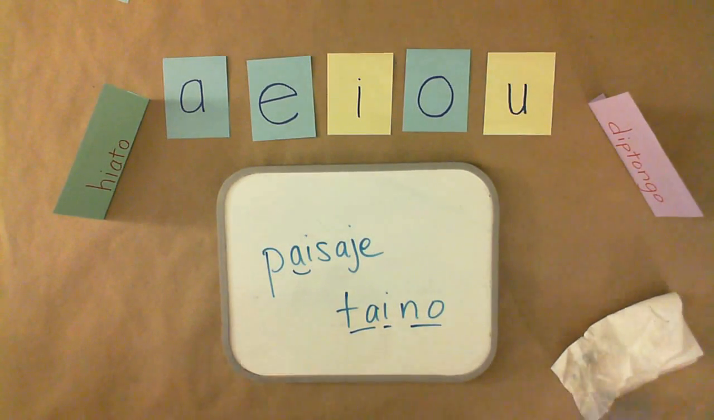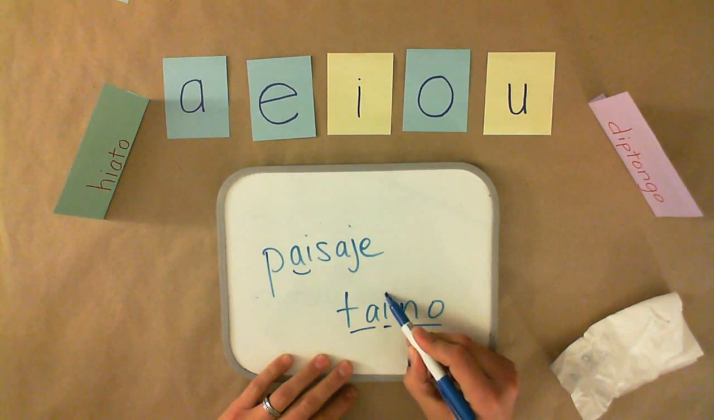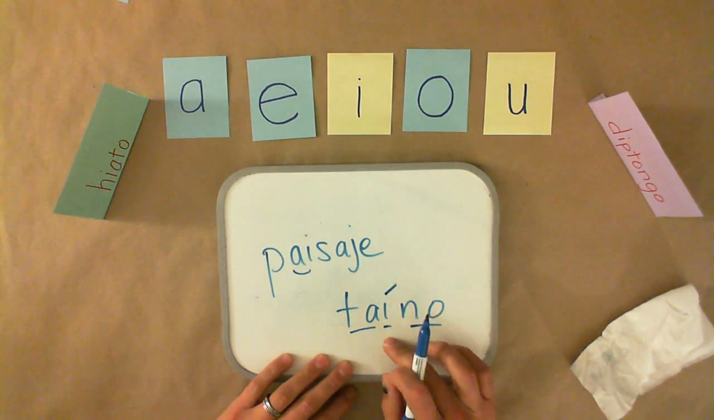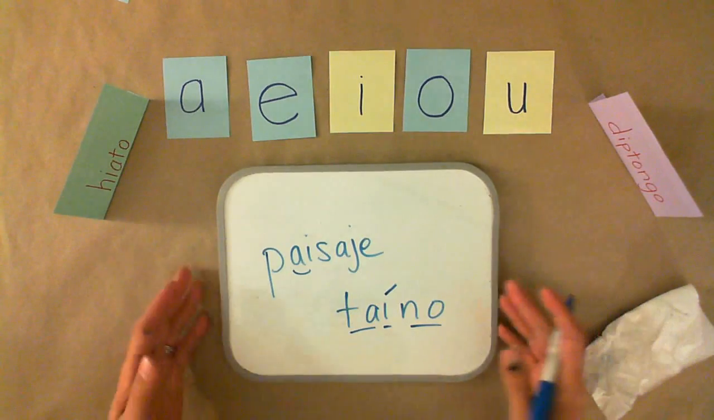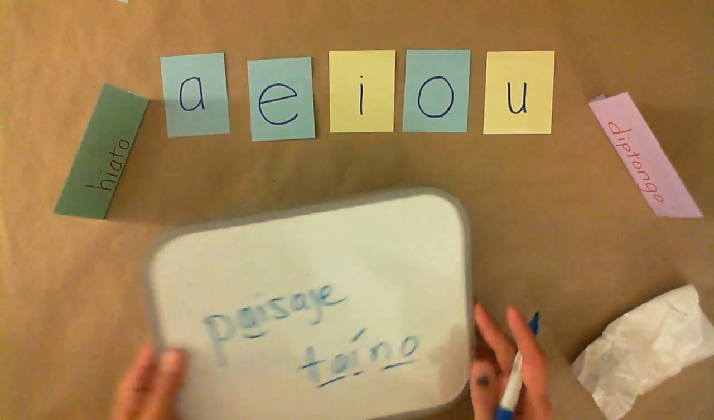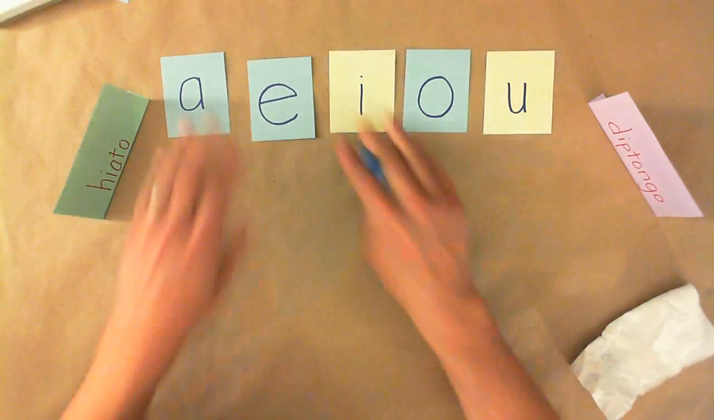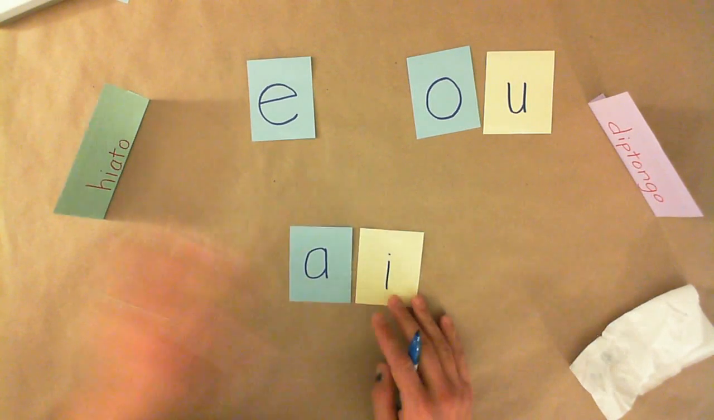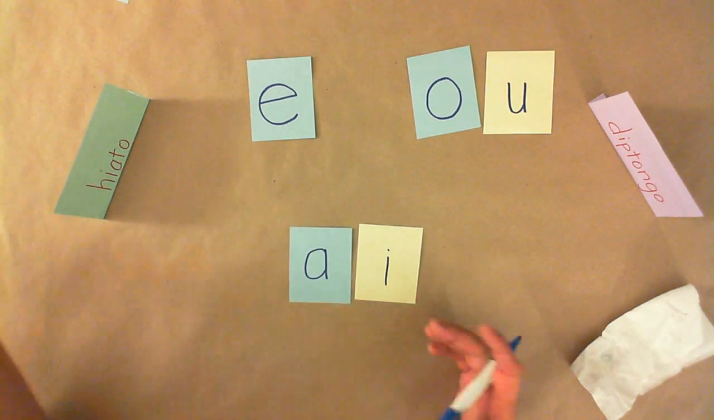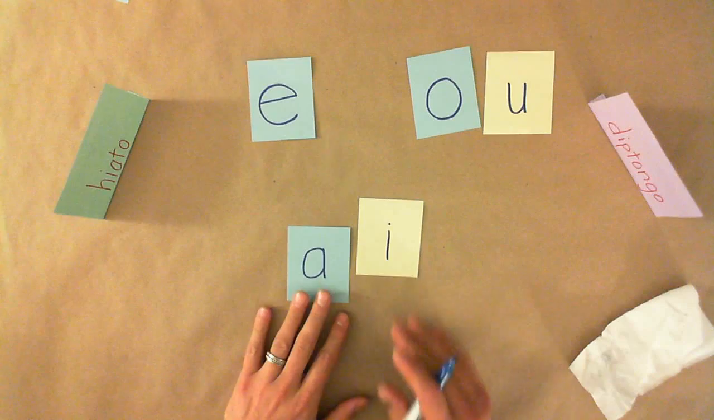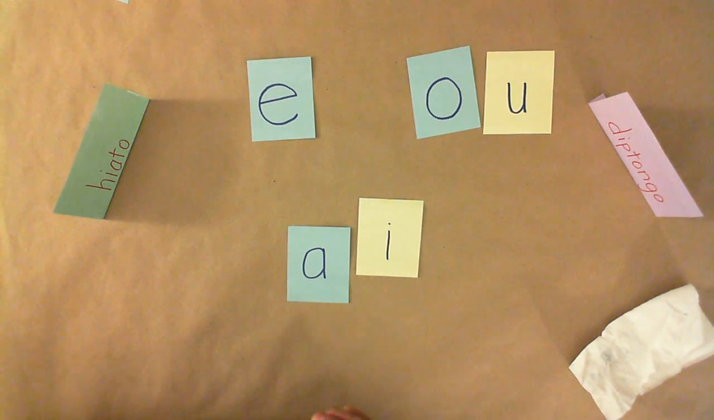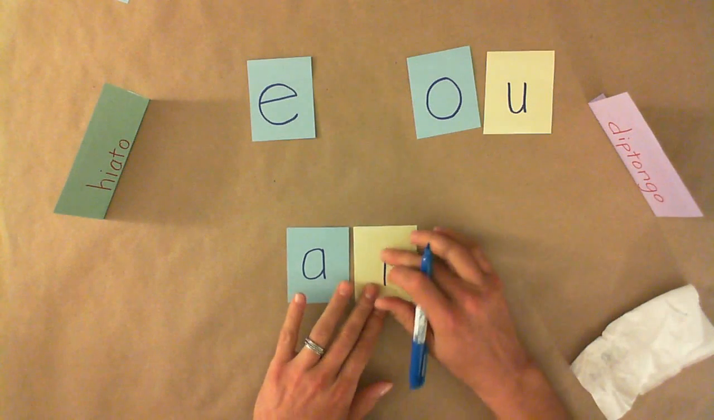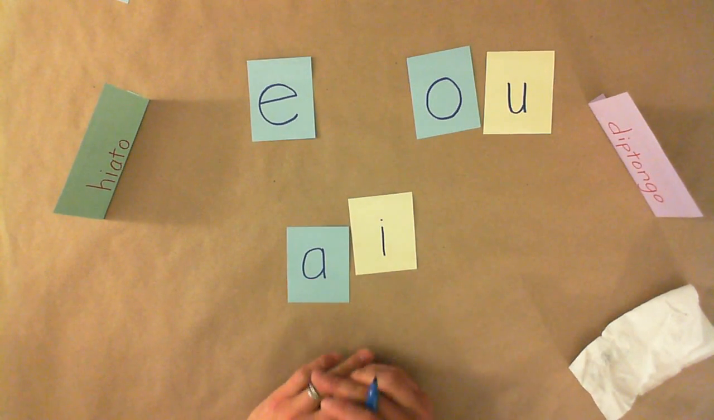So how should we write this word taíno to make it correct? We put a tilde on the weak vowel. It's always on the weak vowel to sort of promote it and separate it from the strong vowel that usually takes control. You can think of it like this. This is for paisaje. But if we need to promote this one to be the loudest letter of the word, we'll have to mark it with a tilde to make it taíno.